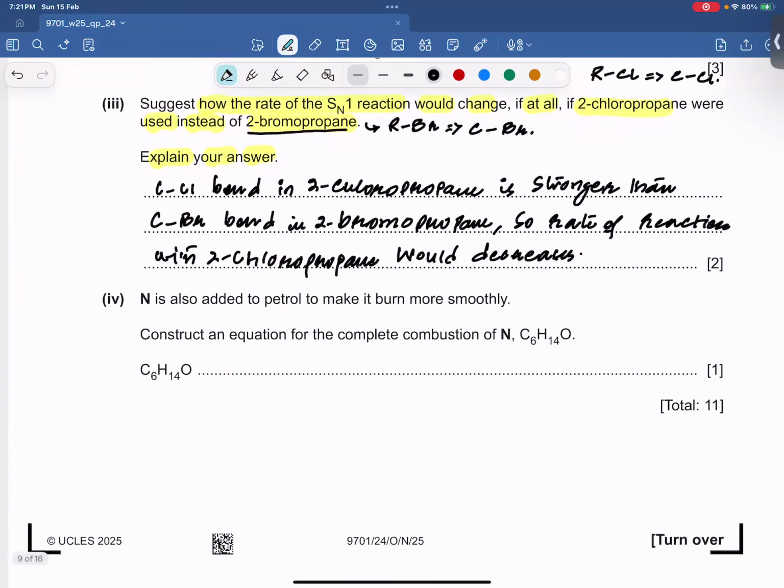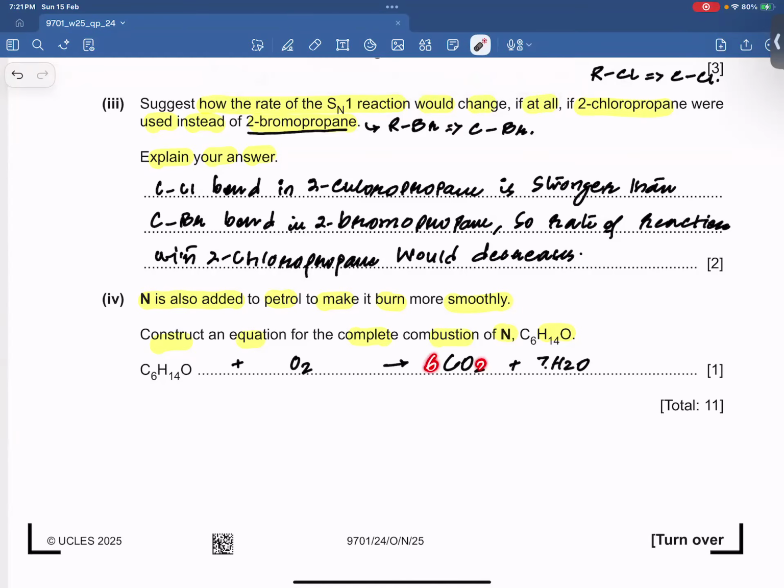Okay. N is also added to petrol to make it burn more smoothly. Construct an equation for the complete combustion of N. Okay. So in complete combustion, I'll give you excess oxygen, and as a result, we'll get carbon dioxide and water. Let me balance carbon and hydrogen. We have 6 carbon, so I'll put 6 here. We have 14 hydrogen atoms, so I'll put 7 here.